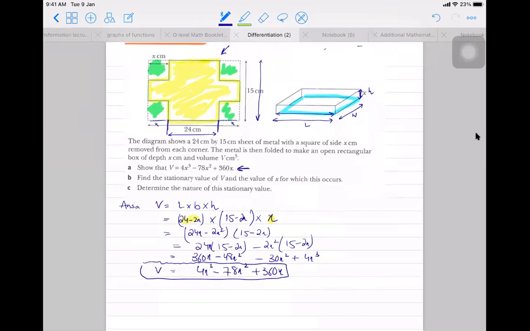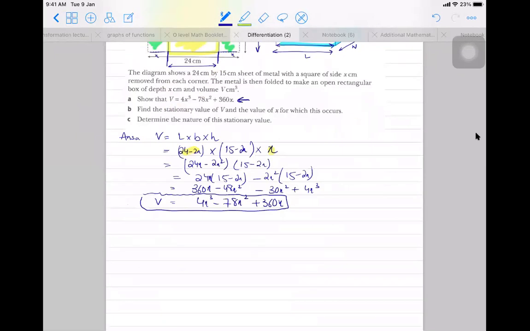The second part says find the stationary value of the volume and the value of x for which this occurs. If we have the volume expression, to find the stationary value, I can just differentiate the volume with respect to x. So the differentiation is going to be 12x squared minus 156x plus 360. That is dv by dx. To find the stationary value, I'm going to equate this to zero and then solve for x.